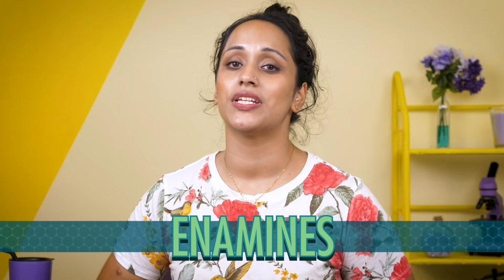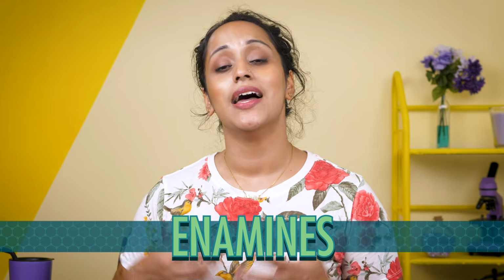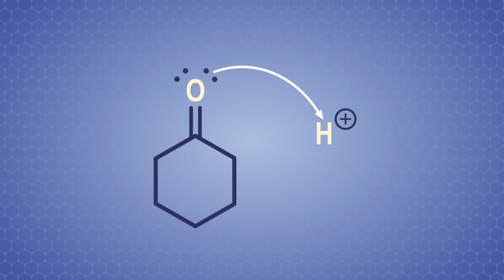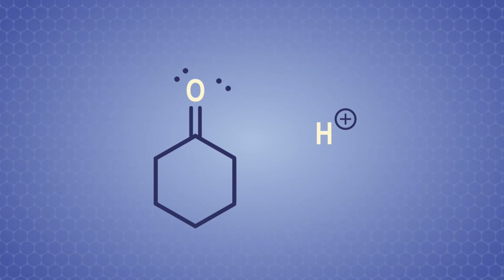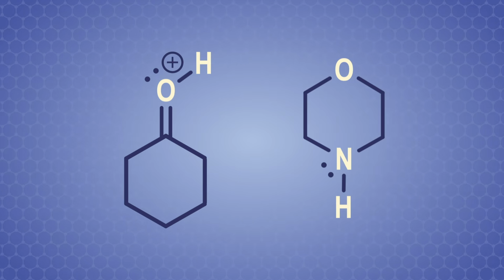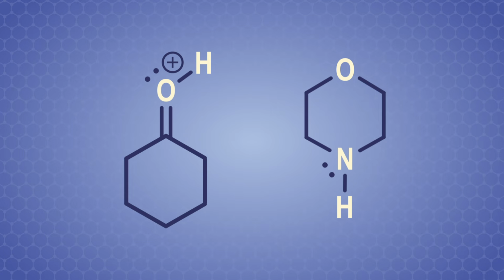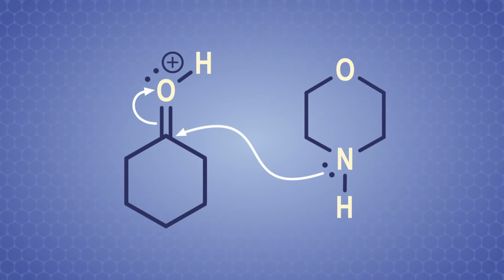And then there are enamines, which contain a carbon-carbon double bond next to an amine. Remember, they're an alkene plus an amine. Back in episode 29, we talked about forming enamines by reacting an aldehyde or ketone with the secondary amine, which, as we mentioned earlier, has two alkyl groups attached to the nitrogen.